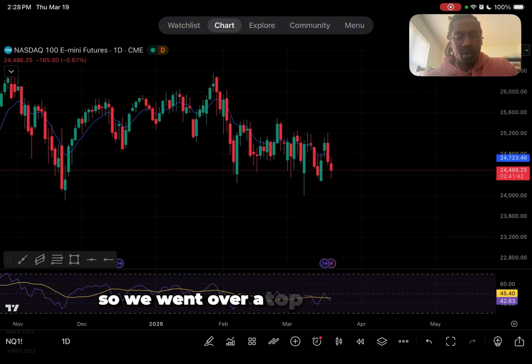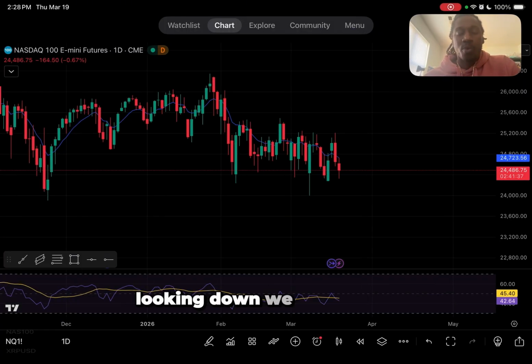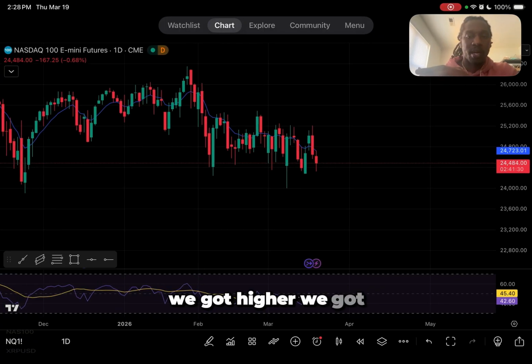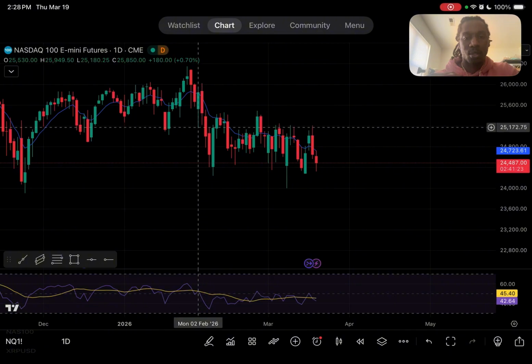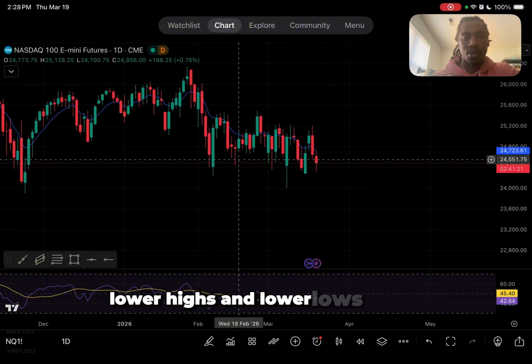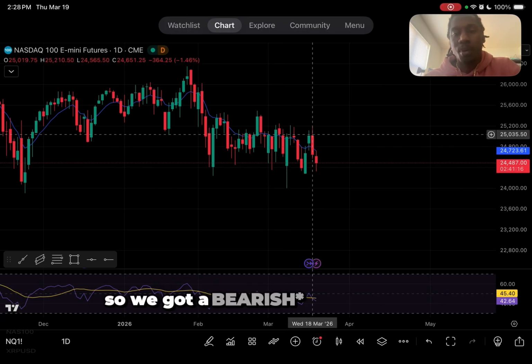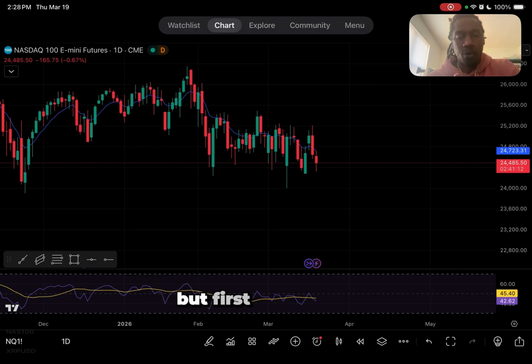So we went over a top-down analysis looking from the daily. From the daily, looking down, we got a bearish kind of trend. We got a downward trend. We got lower highs and lower lows. Lower highs and lower lows. Feel me? Lower highs, lower lows. And it looks like a little consolidation with it. But first things first is drawing our support and resistance.